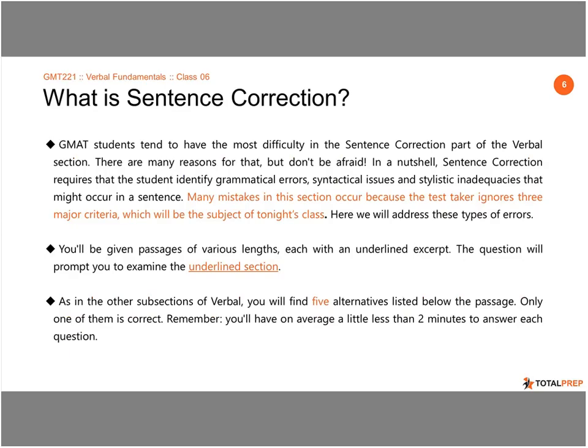Let's start with what is sentence correction. GMAT students tend to have the most difficulty in the sentence correction part of the verbal section. There are many reasons for that, but don't be afraid. In a nutshell, sentence correction requires that the student identify grammatical errors, syntactical issues, and stylistic inadequacies that might occur in a sentence.